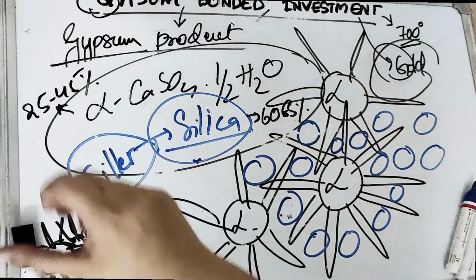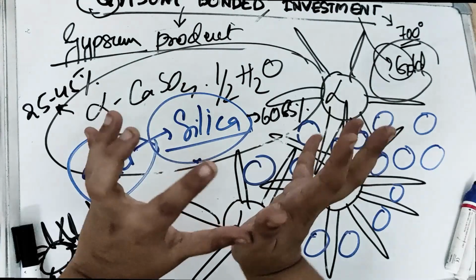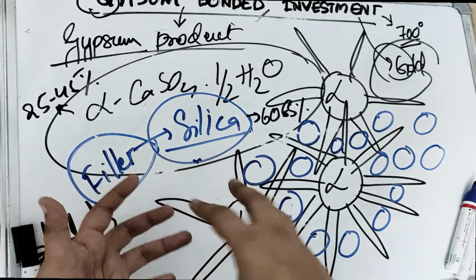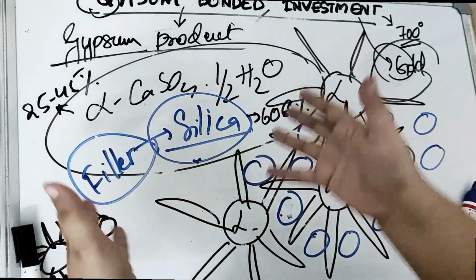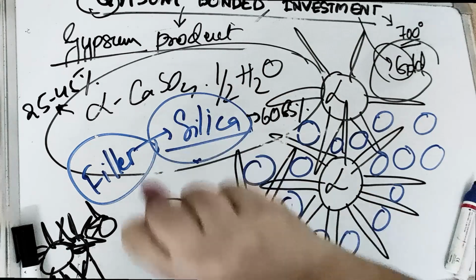Also, we put the reducing agent. Now, what is the requirement of the reducing agent? We have the investment material, in which we have the mold space, which is created by melting the wax, by the escape of the wax, right? Into this space we are going to put the molten metal.